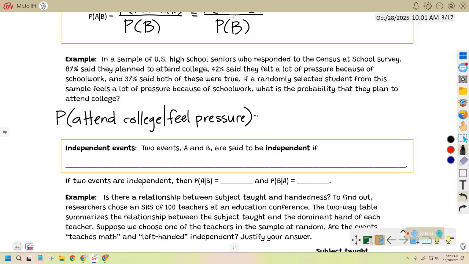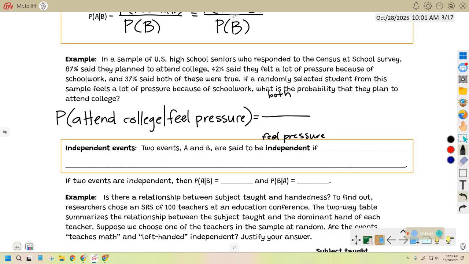And we know what that fraction looks like. It should be the probability of both over the probability that they feel pressure. Both divided by condition.